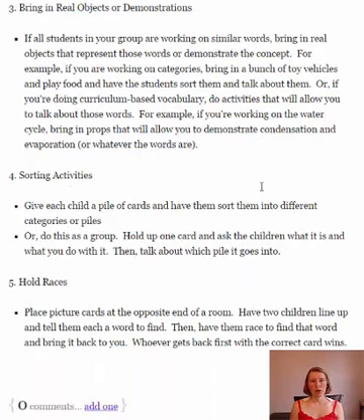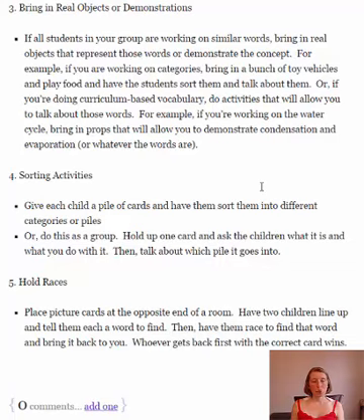The next one would be to bring in real objects or demonstrations. So let's say that all the students are working on similar words. You could bring in some objects that represent those words or demonstrate the concept. So for example, if you're working on categories, you could bring in a bunch of toy vehicles and a bunch of play foods, have the students sort them out, talk about them.